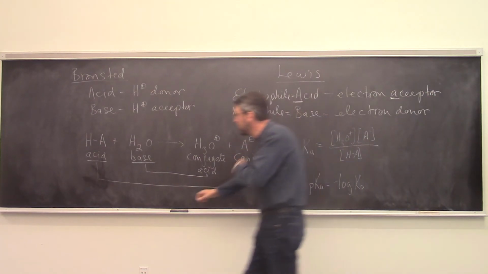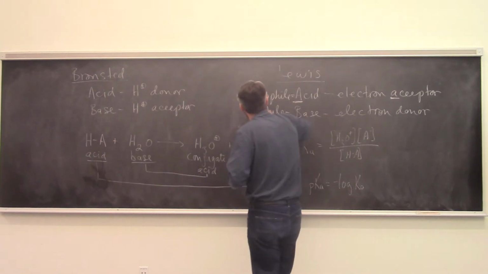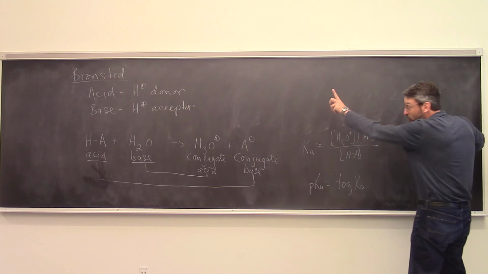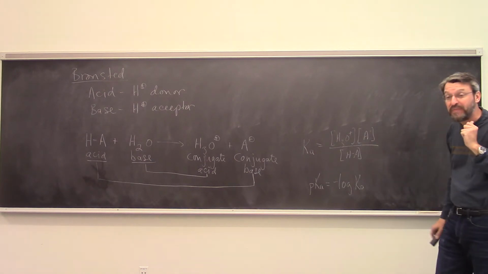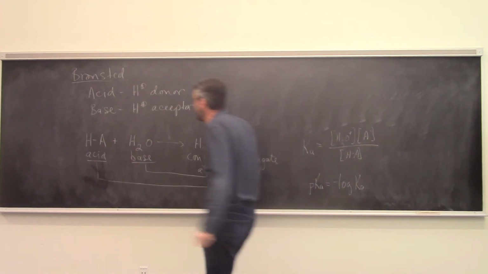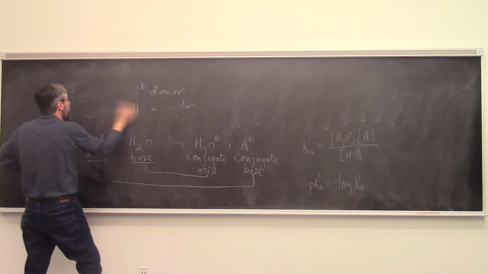Okay? So give me just a second here to erase a little bit of this, and then we'll talk a little bit about strong and weak acids and bases, Bronsted acids and bases in particular, and we'll look at the sort of Ka and pKa values for those. Okay?